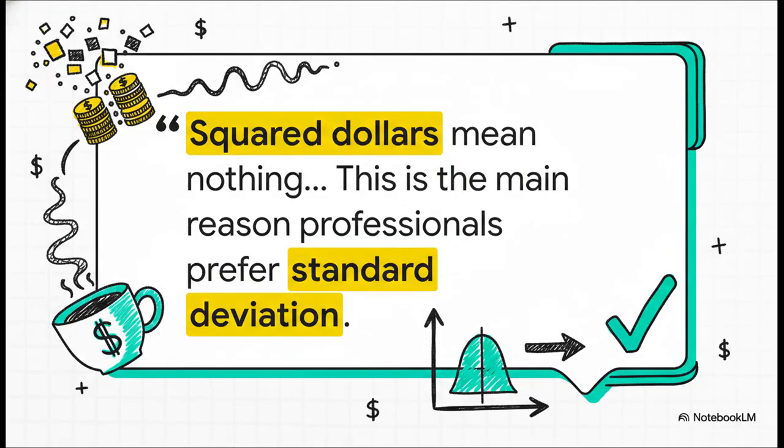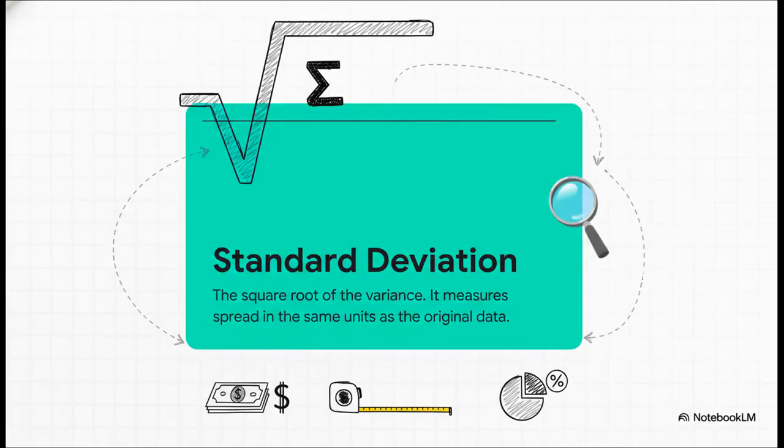This quote just nails it, doesn't it? If your data is in dollars, the variance is in squared dollars. It's mathematically correct, but it's impossible to explain to anyone in a meaningful way. It's totally unintuitive. And the solution is so simple, it's beautiful. The standard deviation is just the square root of the variance. That's it. By taking the square root, we undo that squaring we did earlier, and we bring the measurement back into the original units of our data. Dollars, feet, percentages, whatever. Now we're talking.